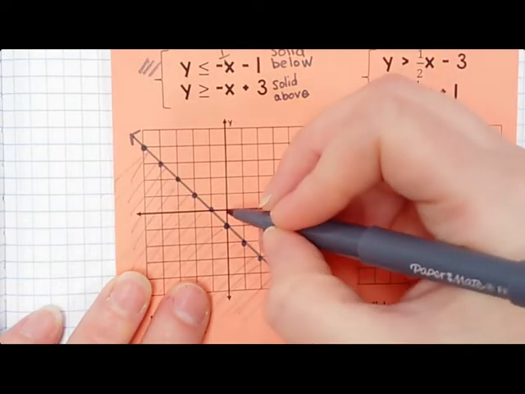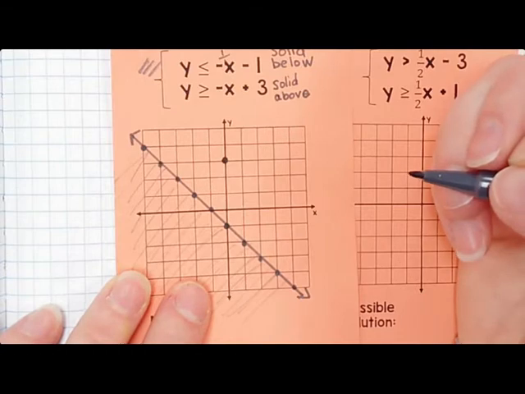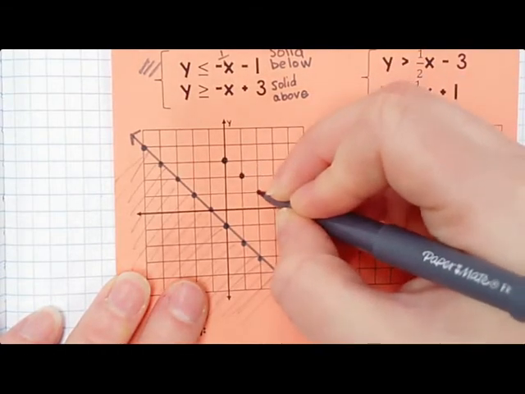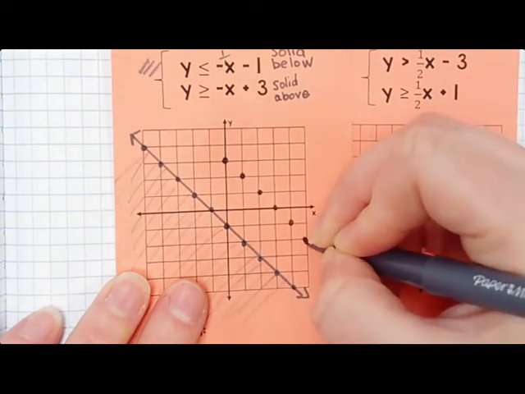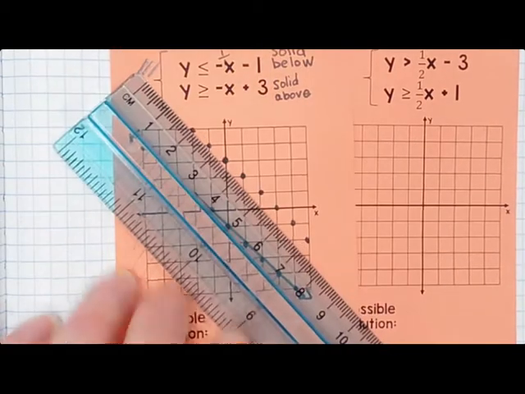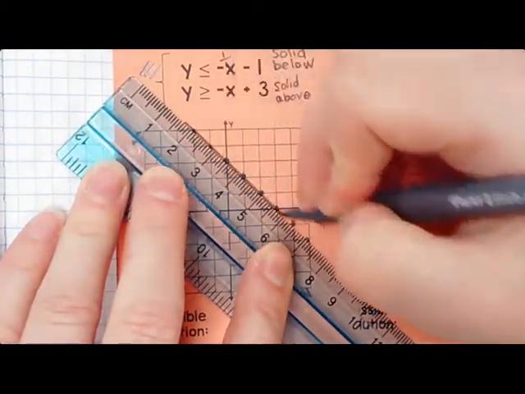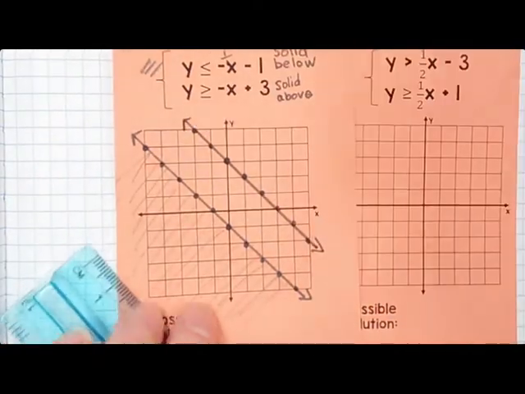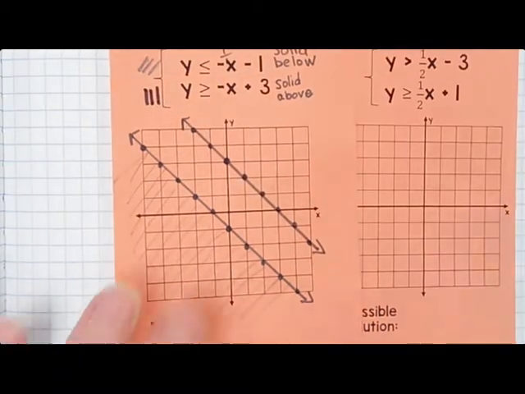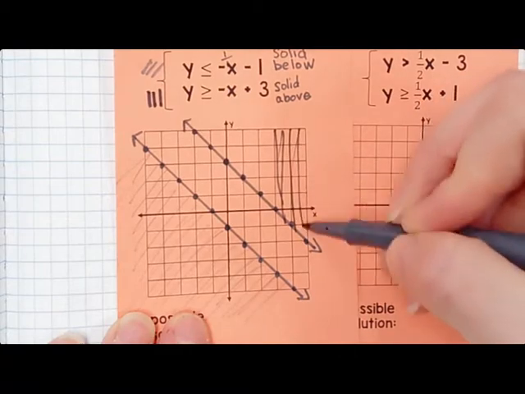Okay, so we're going to do up 3. Down 1, over 1. Down 1, over 1. Solid line. I'm going to shade this one just vertical lines. And it's shaded above.